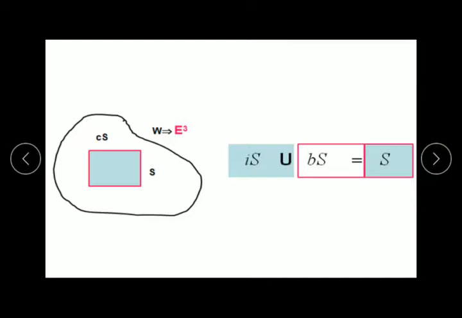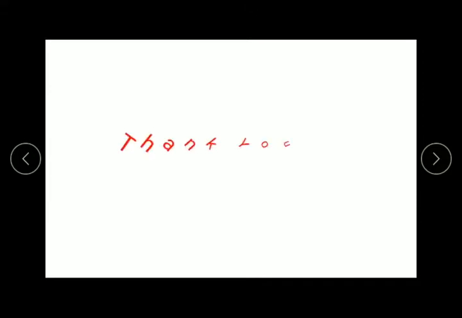So the conclusion is that to represent a solid we should have three quantities. First, the interior points, second, the boundary points, and third, the n-dimensional space. So this is the solid representation. Thank you.